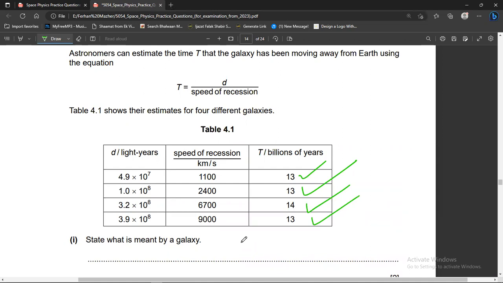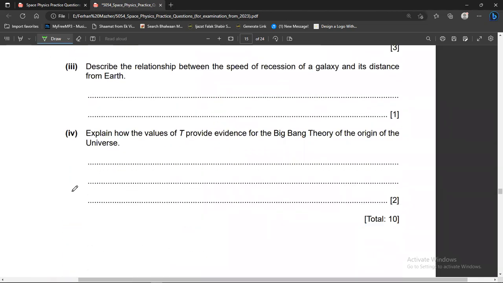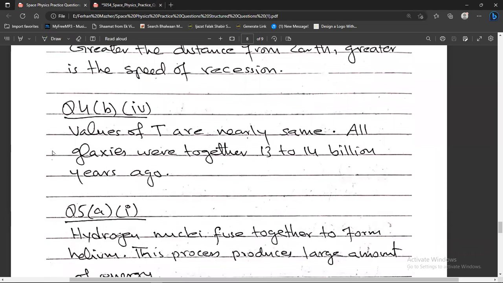So that is evidence which supports the Big Bang theory, according to which everything was together in the start, and then a big explosion happened and all the galaxies were formed. It happened like 13-14 billion years ago, and from that table I can show you that all the galaxies have almost the same time. Values of T are nearly the same for all the galaxies. All galaxies were together 13-14 billion years ago. So that is a proof for the Big Bang theory.